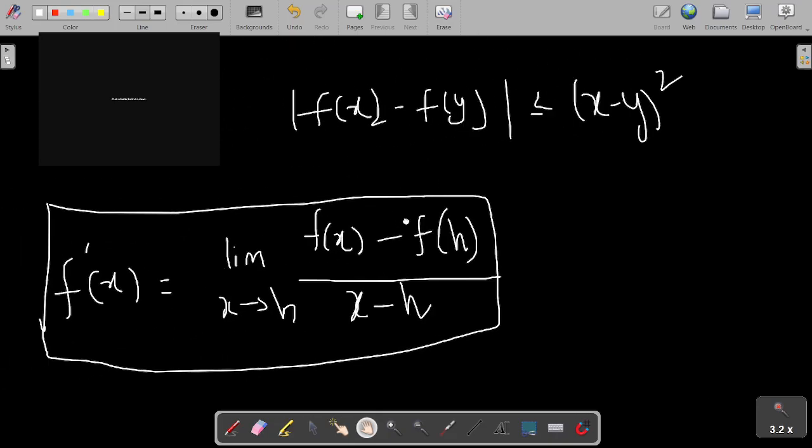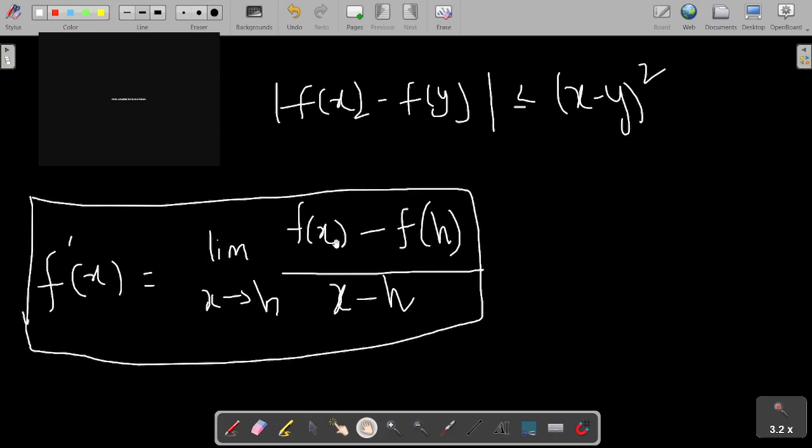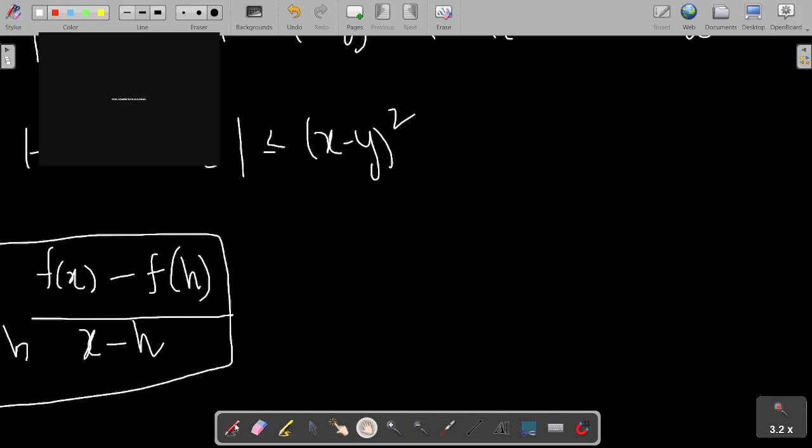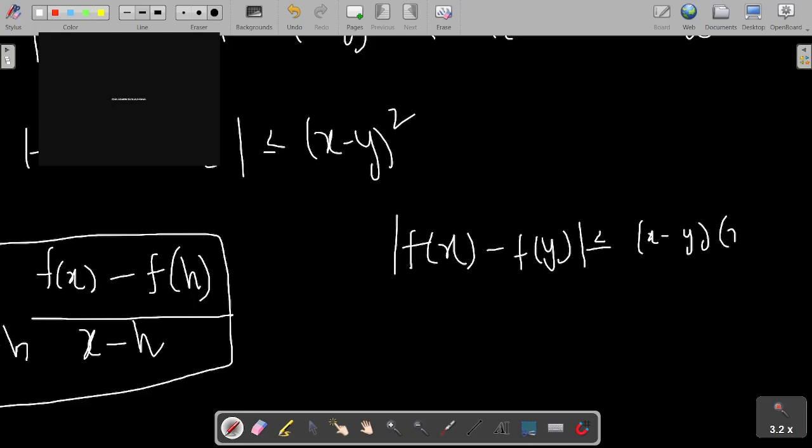So what do we have? In this form, we have f of x minus f of h. Instead of h, we are using y right here. So we need to create this thing and the limits thing right here. So let me do that. What I can do here is write this: modulus of f of x minus f of y is less than or equal to, I can write this two times, x minus y into x minus y.